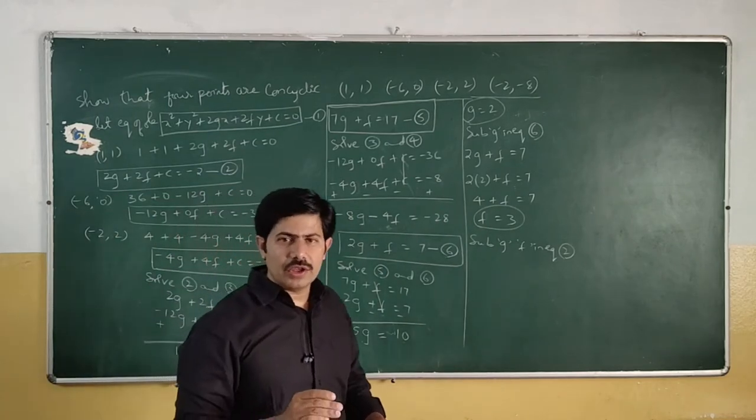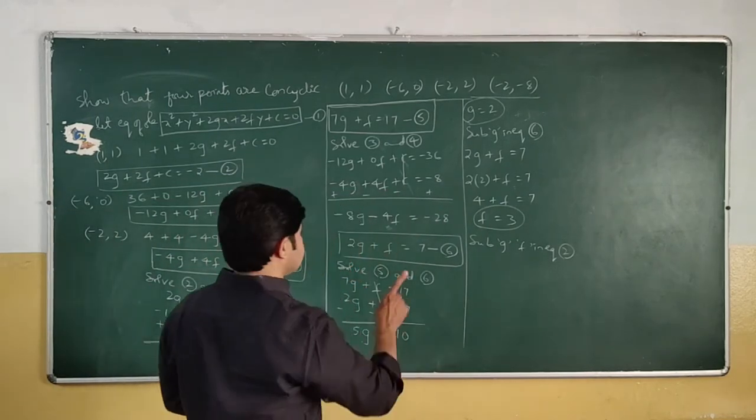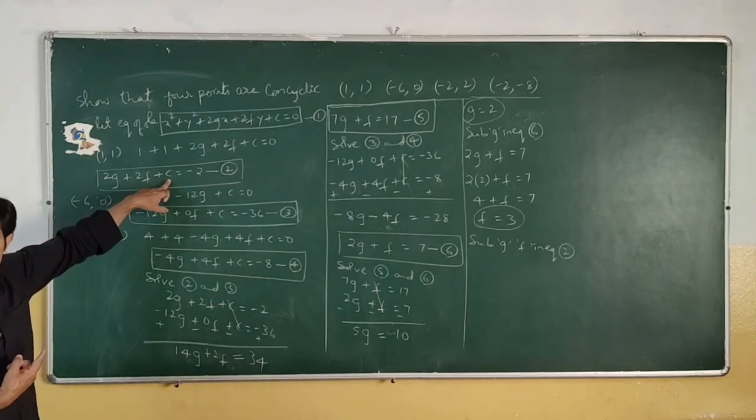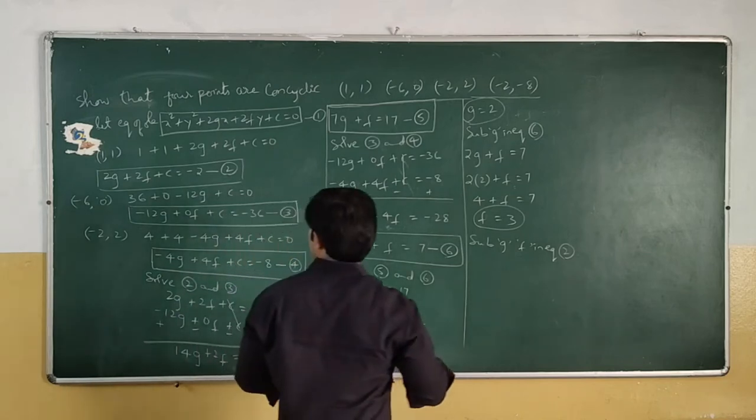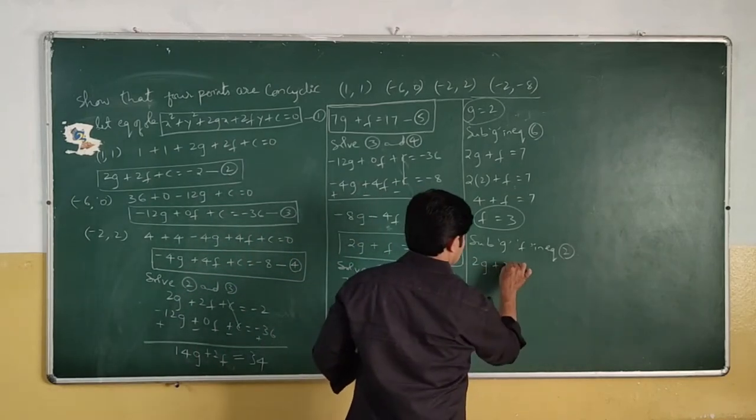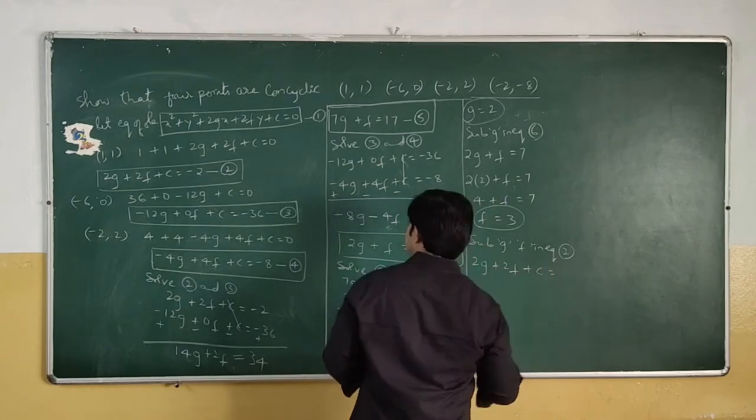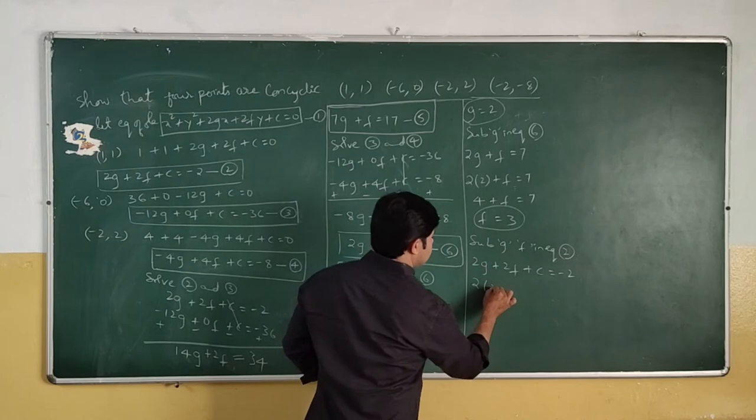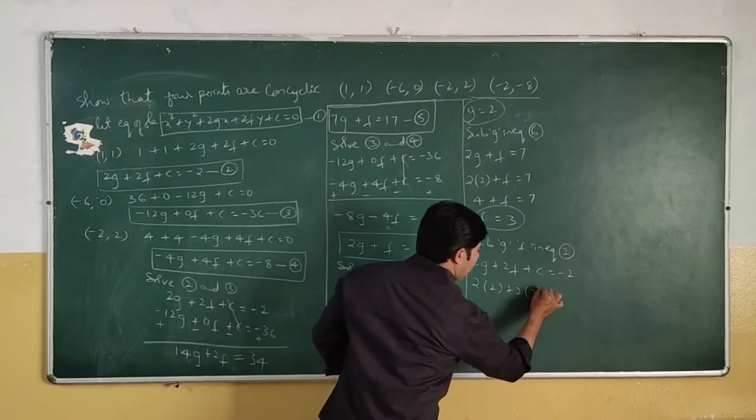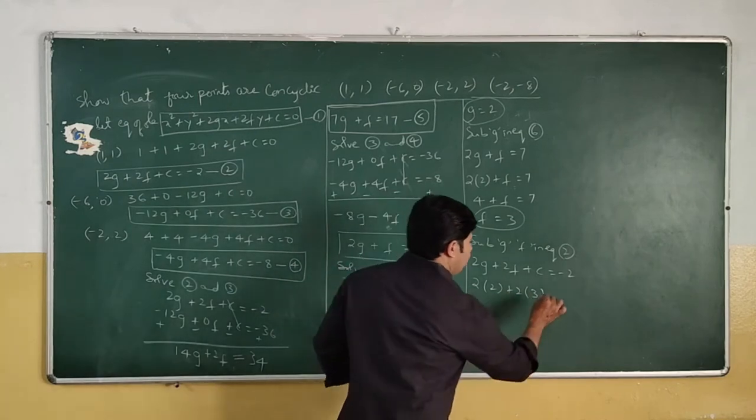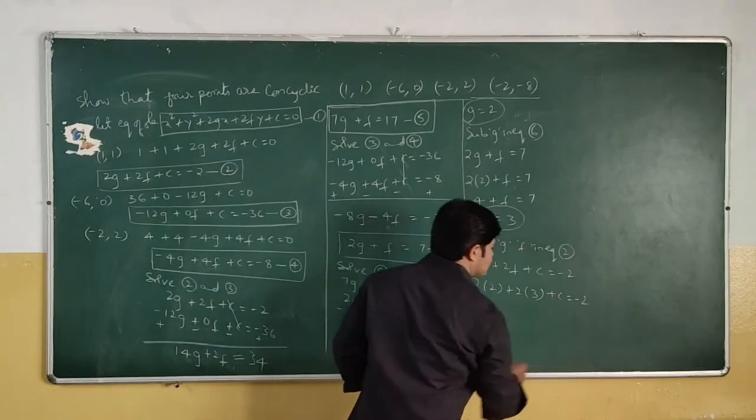Now you have to get the value of c. So what you have to do is substitute g and f in equation 2 so that we get the value of c. So what is equation 2? It is 2g plus 2f plus c is equal to minus 2. So 2 into g plus 2 into f. See, g value is 2, f value is 3, plus c is equal to minus 2.